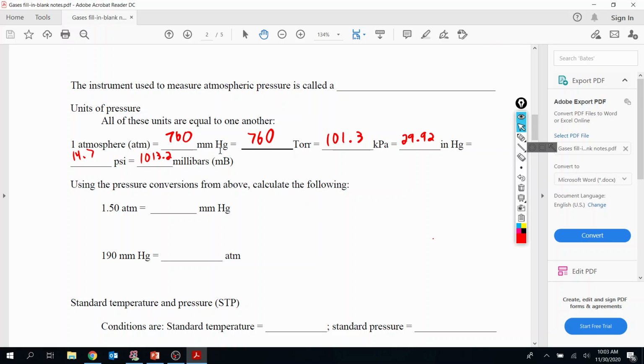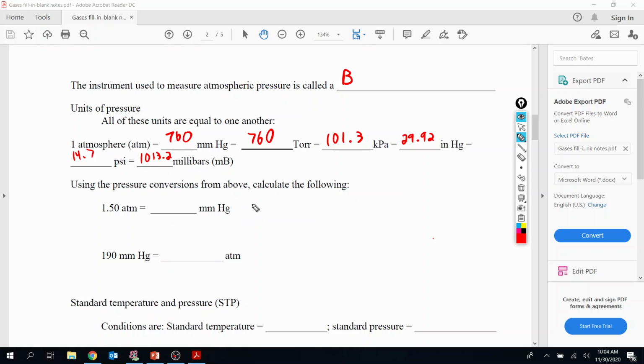We just finished talking about the fact that a barometer is used to measure atmospheric pressure, and then we wrote in some of our units that are all equivalent to 1 atmosphere and are thus equivalent to each other. And now we're going to do just some conversions, just a little bit of practice using some skills that we have before, but never hurts to dust those off and use them again.